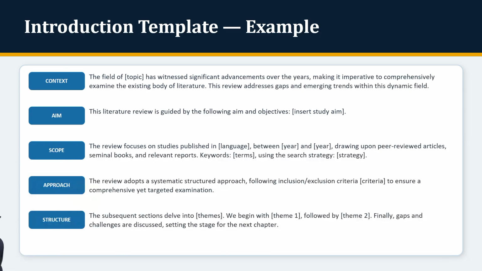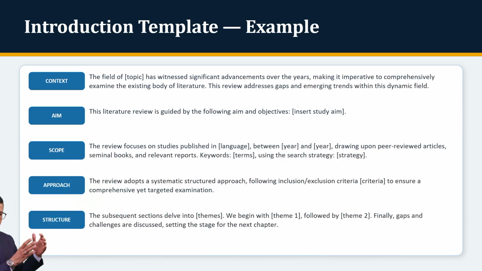Then the scope, focusing on articles published in English, for example, between 2020 and 2026, maybe drawing upon peer-reviewed articles or books or whatever, using the following keywords and the following search strategy. Then you should describe the approach. The review adopts maybe a systematic structured approach or scoping or whatever, following inclusion and exclusion criteria to ensure a comprehensive yet targeted examination. Then the structure of the chapter: the subsequent sections delve into the themes.